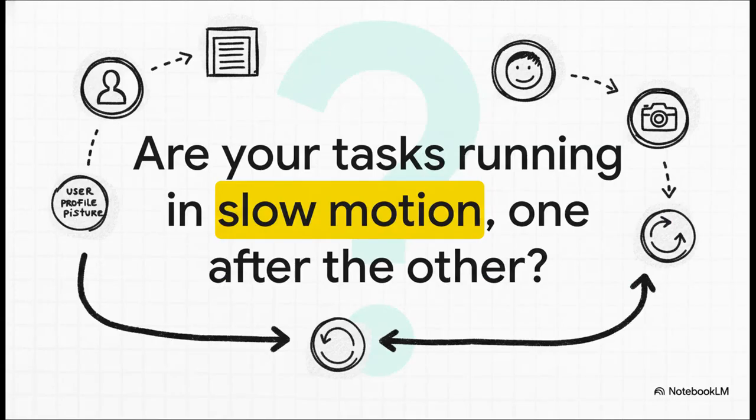You've got to fetch user data, then you fetch their posts, then you grab their profile picture, and your app just waits. Step by agonizing step. All while your user is just staring at a loading spinner. It's a super common problem, but you know what? There is a much, much better way.